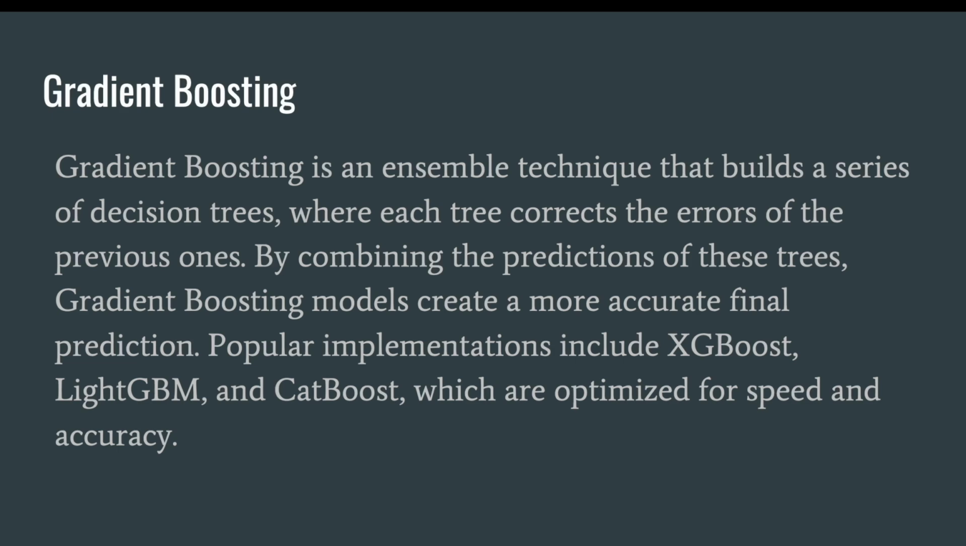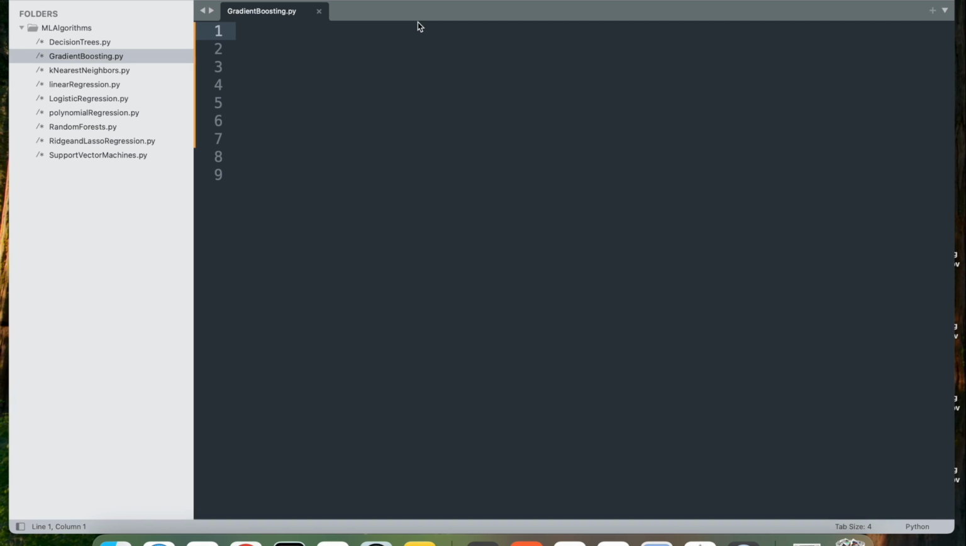Let's go ahead and write the code for this implementation line by line, explaining each and every line of code, implementing a gradient boosting classifier in Python. So let's get started. I'm going to open a new file and here start with importing the necessary libraries.